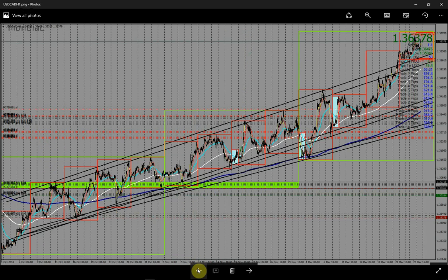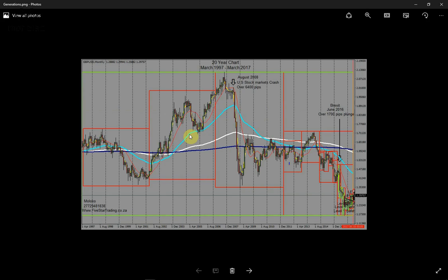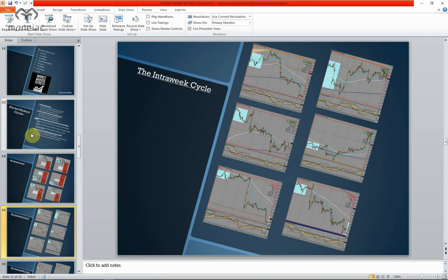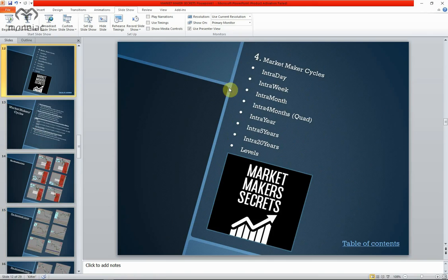So before I close this chapter, I want to show you this 20-year cycle. Because remember, on these cycles, let me go back. Okay, let me just do that. Remember, I talked about the intra 4 month cycle, which is the quarter cycle, intra year, intra 5 years, intra 20 years. But I didn't really cover that.